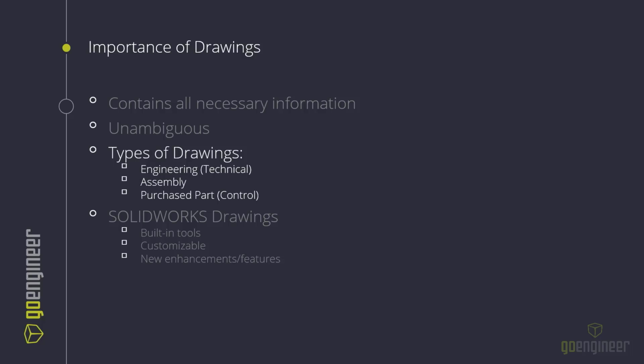And then also there is a purchase part drawing, also called a control drawing. That's something that you need to provide to your purchasing agent to work with your vendors. And they need to have all the information on that drawing, whether it be from a preferred vendor source or a list of requirements if they're looking for sourcing a new vendor for you.